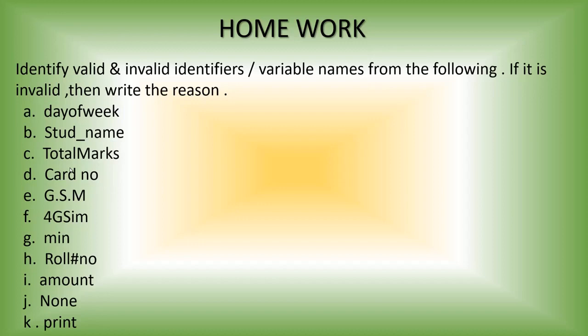The next one I'll discuss here: 4GSM. It is beginning with 4. That means it is invalid. A variable name should not begin with a digit. Write down the remaining by yourself, find out the answers by yourself and copy them into your notebook.